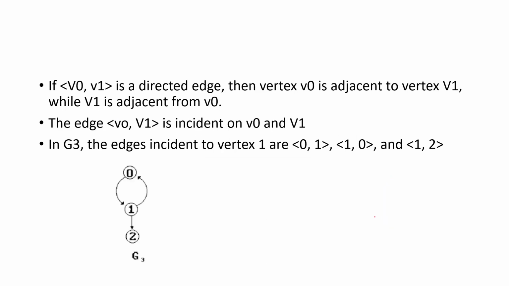If V0 V1 is a directed edge, then V0 is adjacent to vertex V1, while V1 is adjacent to V0 in case of a directed graph. Here V0 and V1 are incident, these two are incident, and 0 to 1, 1 to 0 are incident. This is incident, this is incident, this is incident.